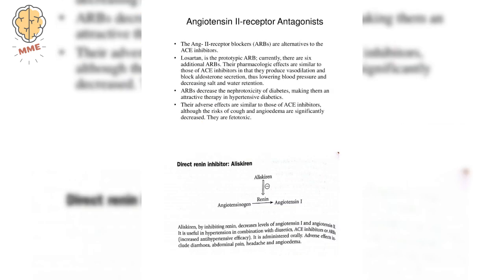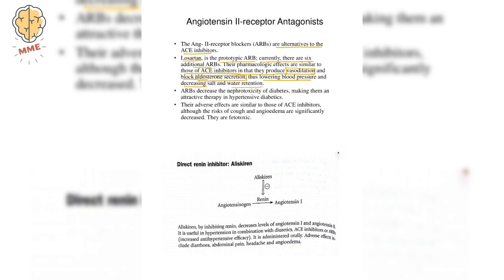The next class of drug is angiotensin 2 receptor antagonists. As I have already shown you the mechanism of angiotensin 2 receptor antagonists, I will discuss this now. The angiotensin 2 receptor blockers are alternatives to the ACE inhibitors. Losartan is the prototypic ARB. Currently, there are 6 additional ARBs. Their pharmacological effects are similar to those of ACE inhibitors in that they produce vasodilation and block aldosterone secretion, thus lowering blood pressure and decreasing salt and water retention.